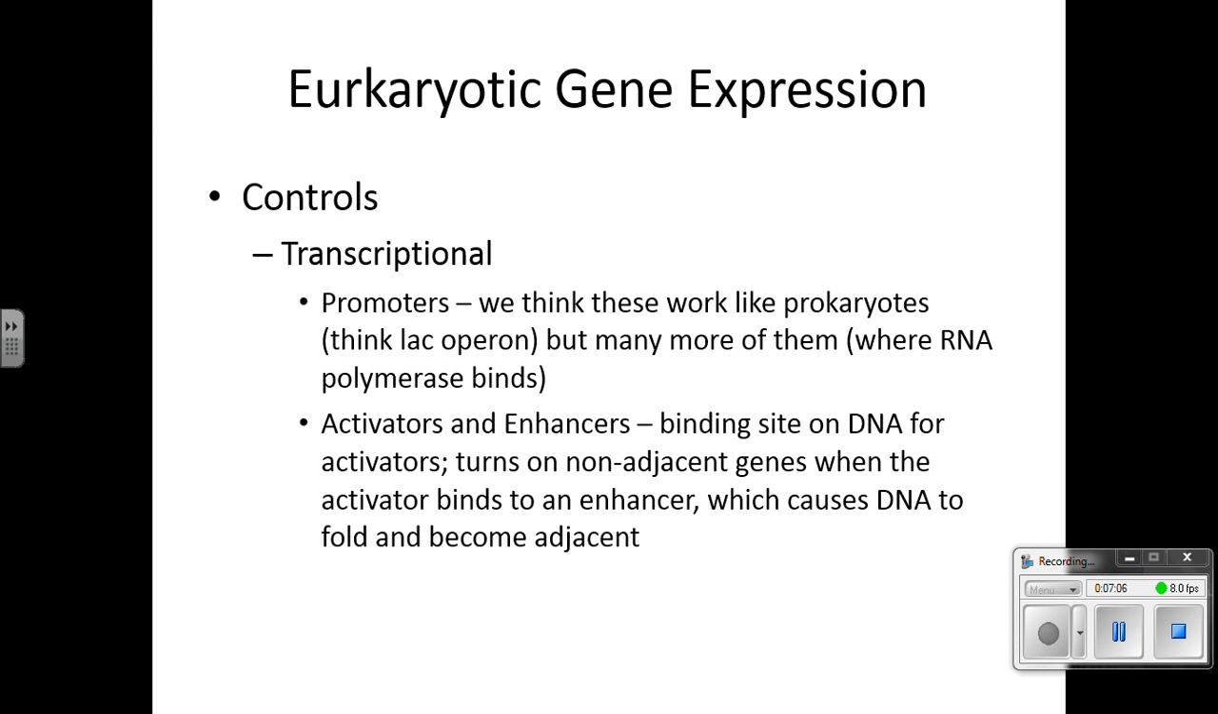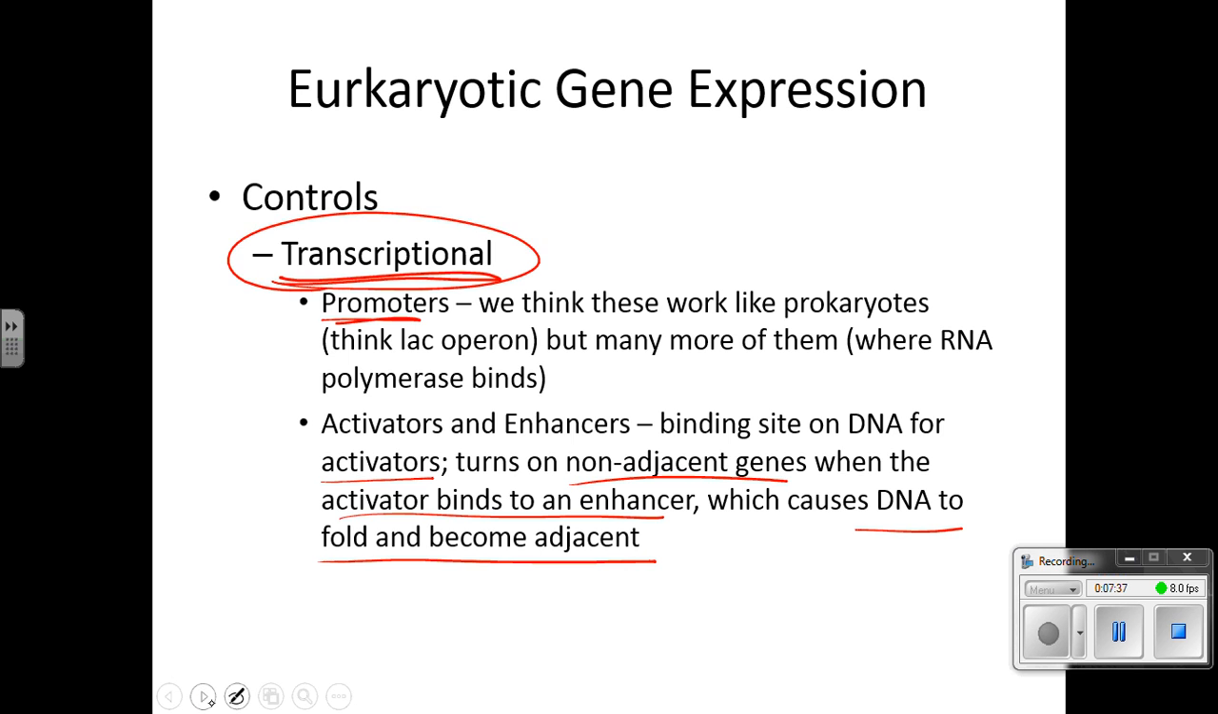So, other controls on eukaryotic gene expression during the transcription process. Promoters, we think these work like in prokaryotes. Think about the lac operon, but many more of them, where the RNA polymerase binds. So there are some ways that the promoters can be affected. Activators and enhancers. The binding site of DNA for the activators turns on non-adjacent genes when the activator binds to an enhancer, which causes the DNA to fold and become adjacent to other DNA.